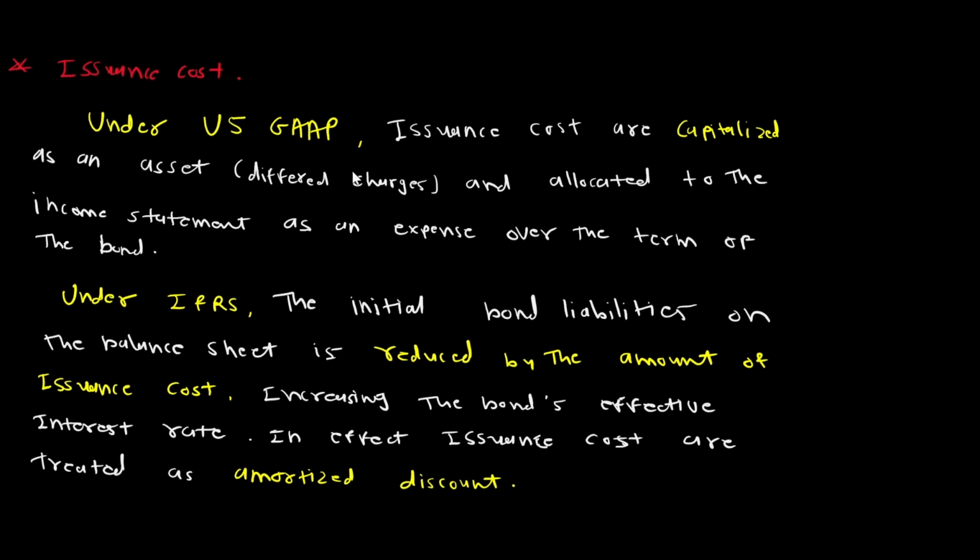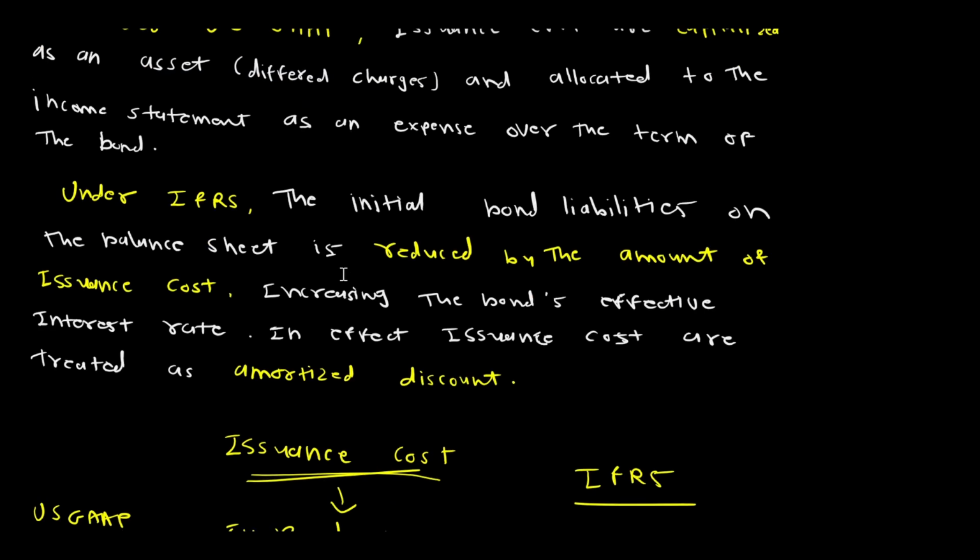This means US GAAP companies are creating a separate deferred charge asset on the balance sheet to amortize over time, and under IFRS they are just reducing their liabilities by the issuance cost, and then the liability will increase over time.